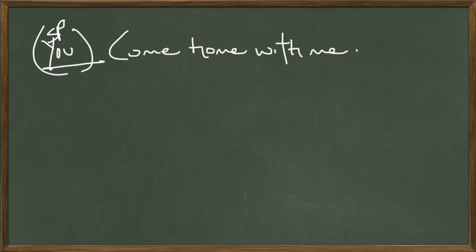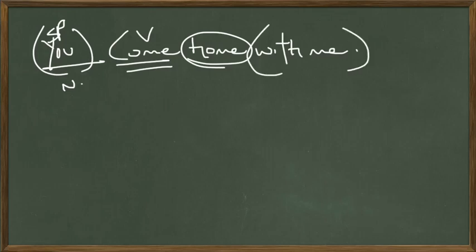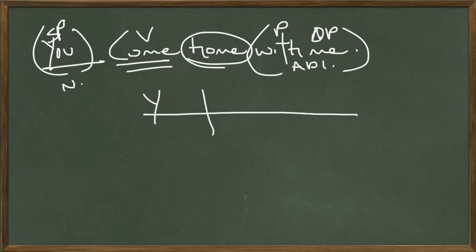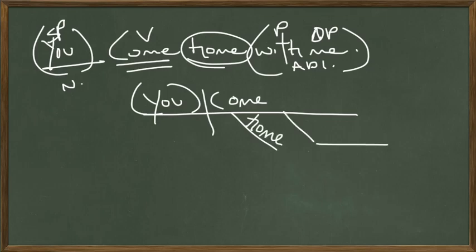Okay, you, subject pronoun, nominative case. What are you going to do? You're going to come. Verb. Where are you going to come? Home, that's an adverb. It tells us where you're going to come, and you're coming home with preposition with me. Object of the preposition with me in Latin is in the ablative case. So you come. Where are you coming? Home. And who are you coming home with? With me. You come home with me.